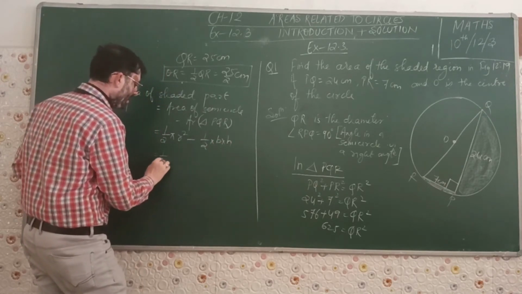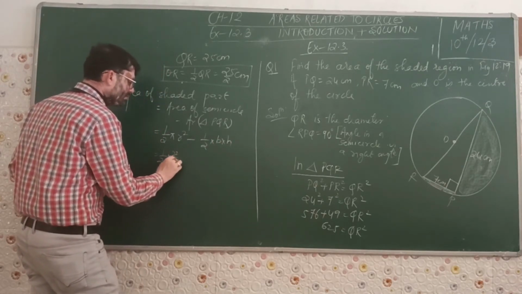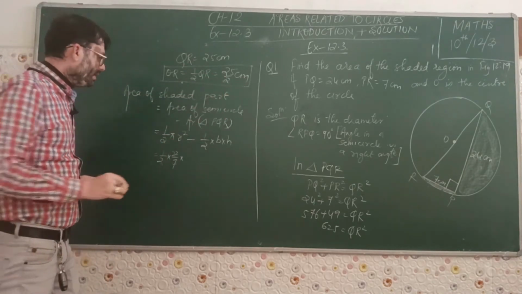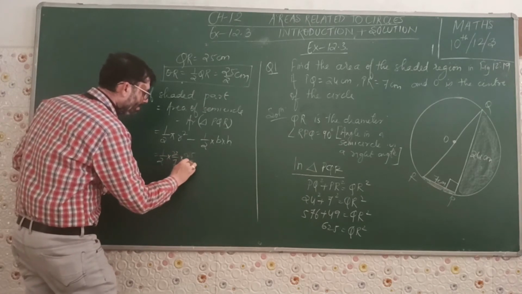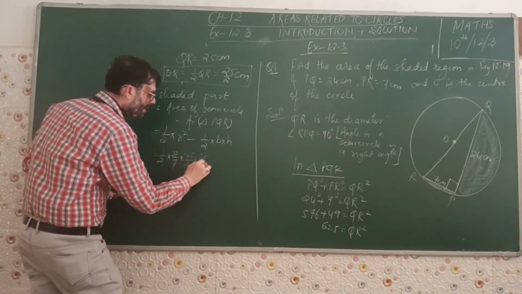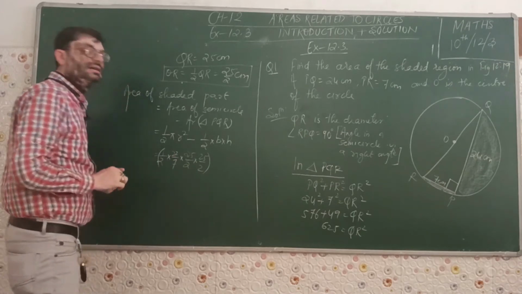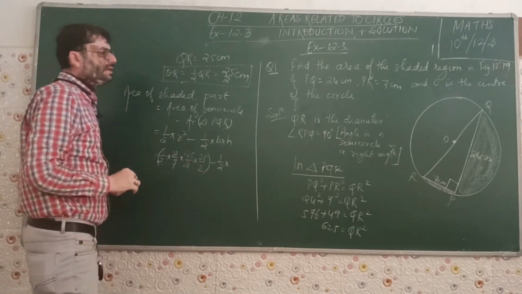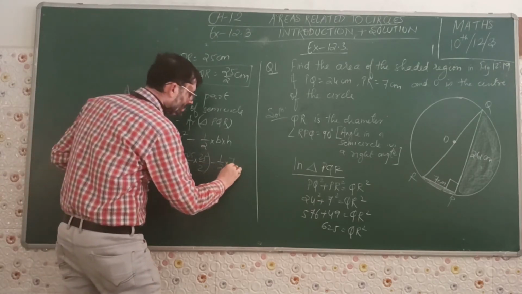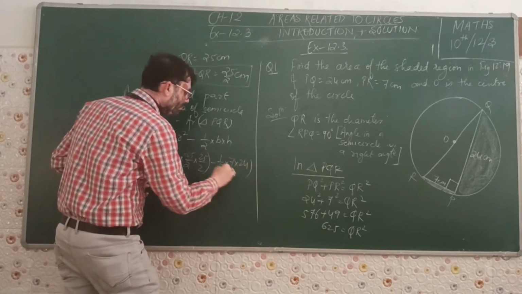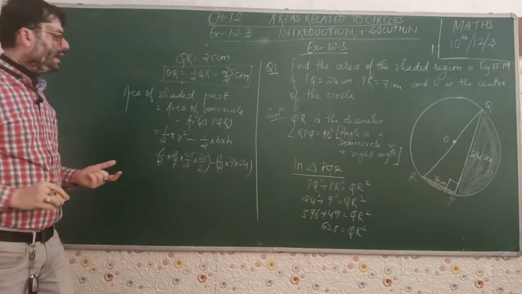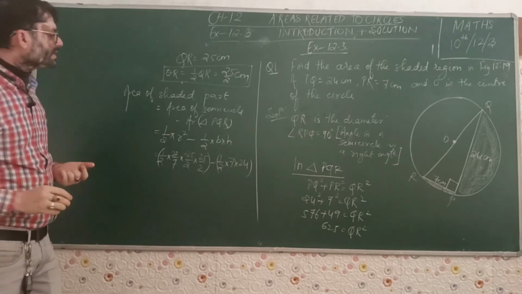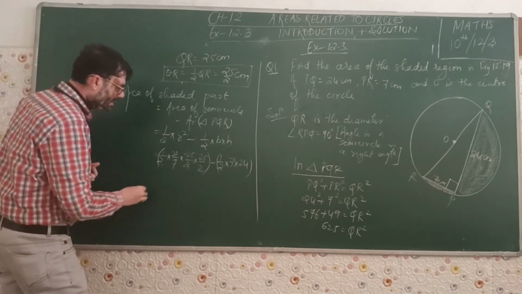The formula is half into base into height. So this is half pi, which can be taken as 22 by 7, and the radius of the circle we had calculated is 25 by 2. So it's 25 by 2 into 25 by 2. So this total is the area of the semicircle minus half into base into height. If you consider 7 as a base, then the height is 24. This is the area of the triangle. Calculating and simplifying, we will get the area of the shaded region. So let us continue with the simplification.